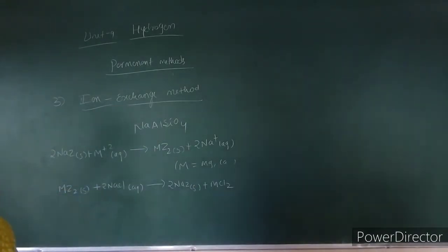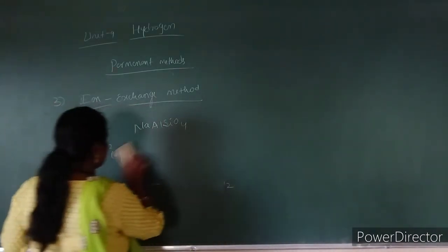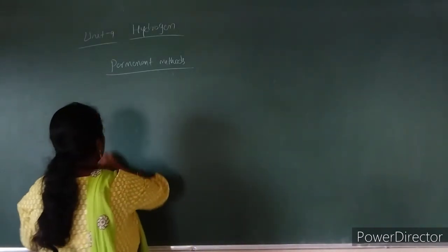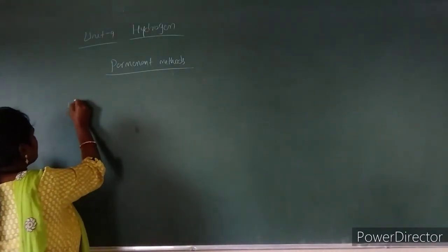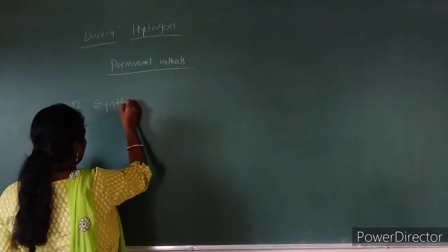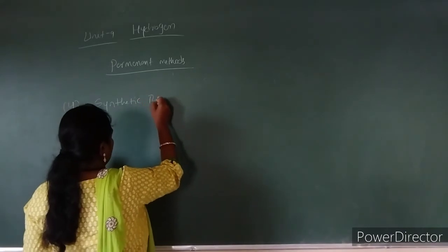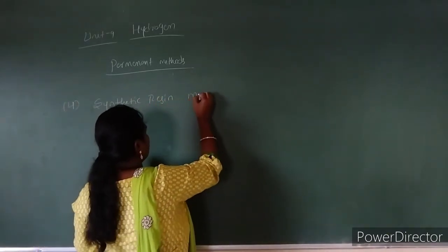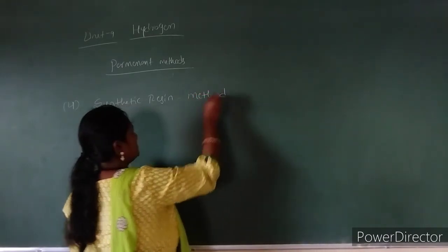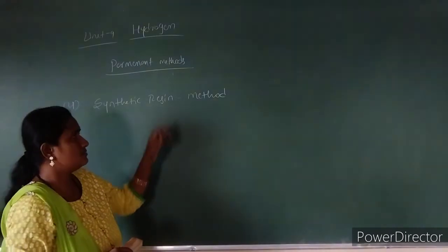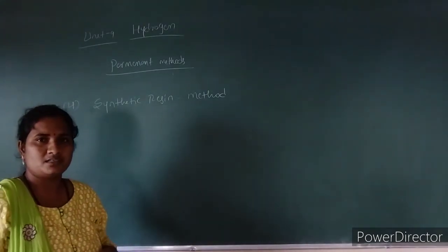And the fourth or last method is the synthetic resin method. This is a more efficient method than the ion exchange method. So rather than using zeolite, by synthetic resin method we can remove the hardness of water. Here we are using resins to remove the hardness of water. Here we have two types. One is cation exchange resin method and another one is anion exchange resins.